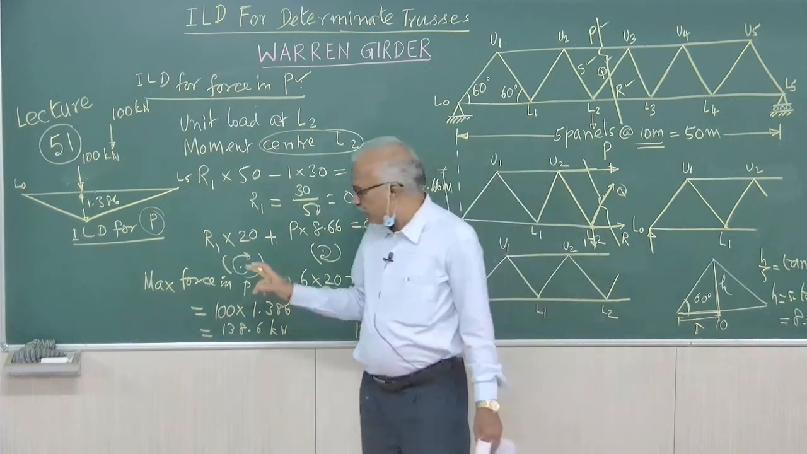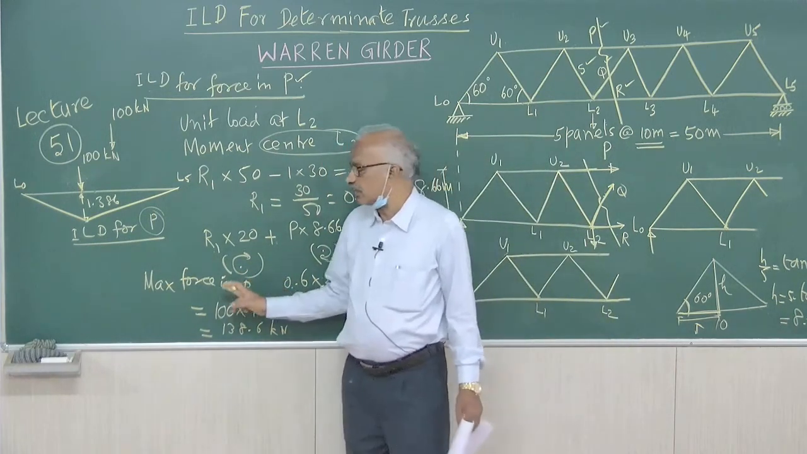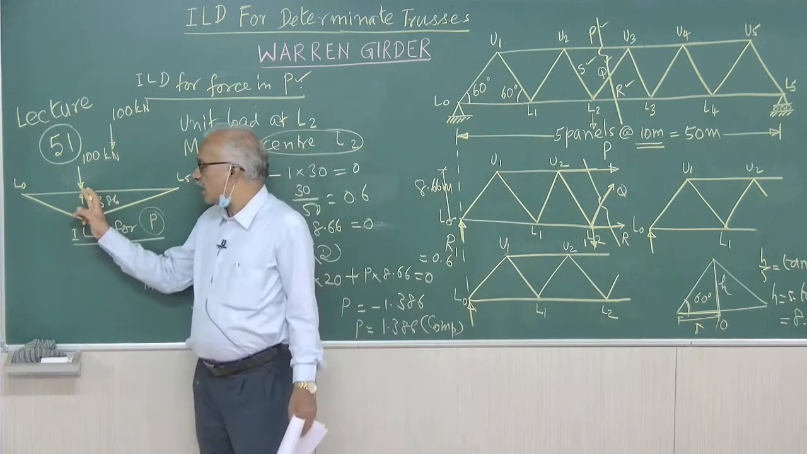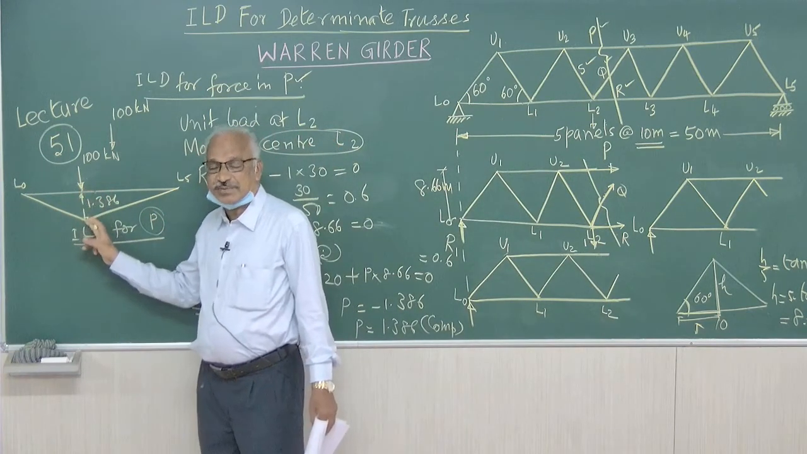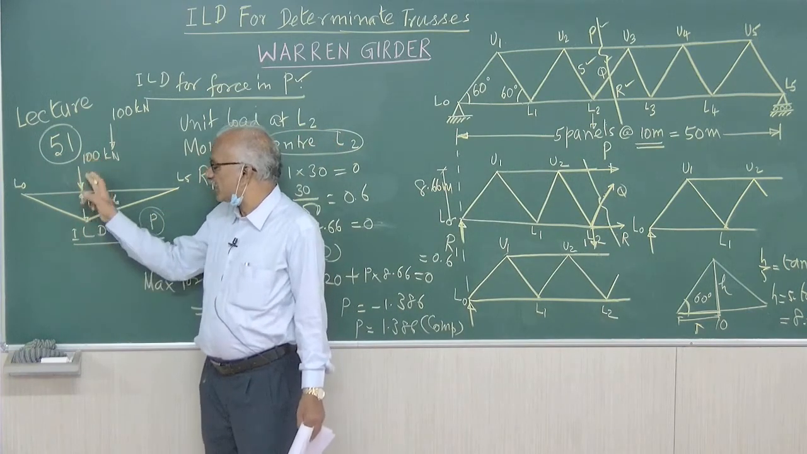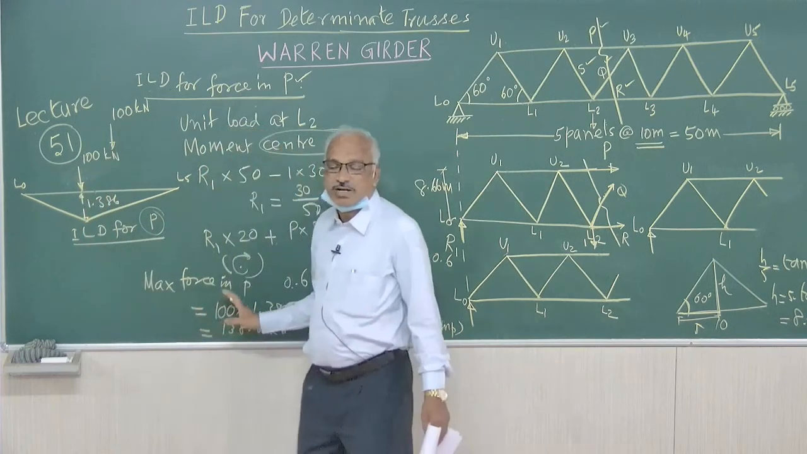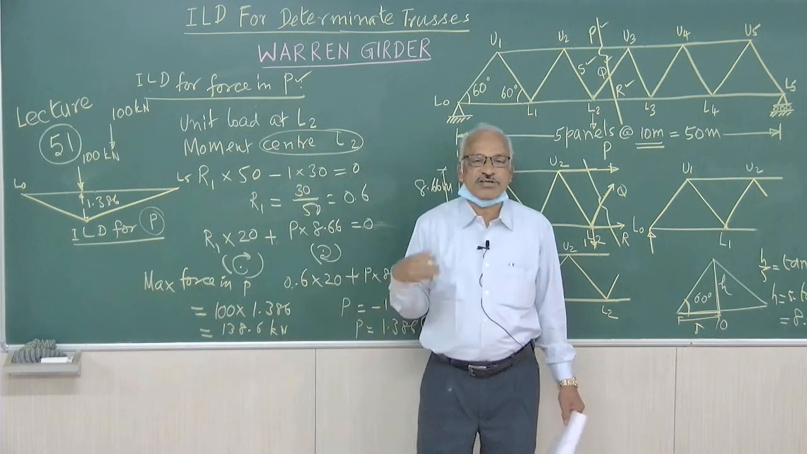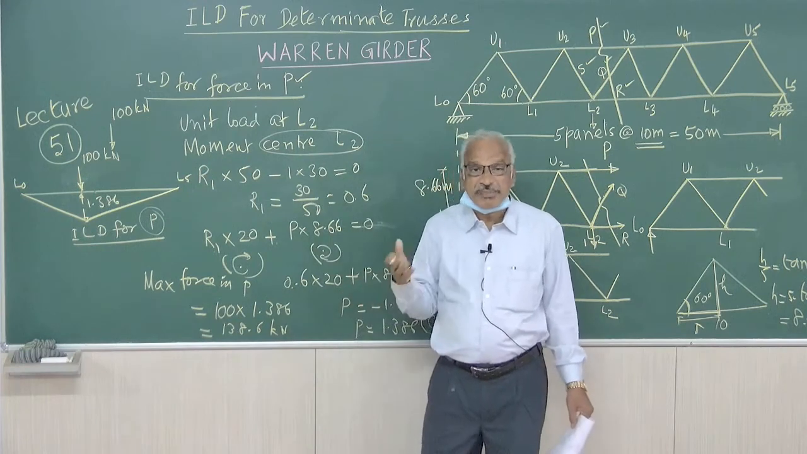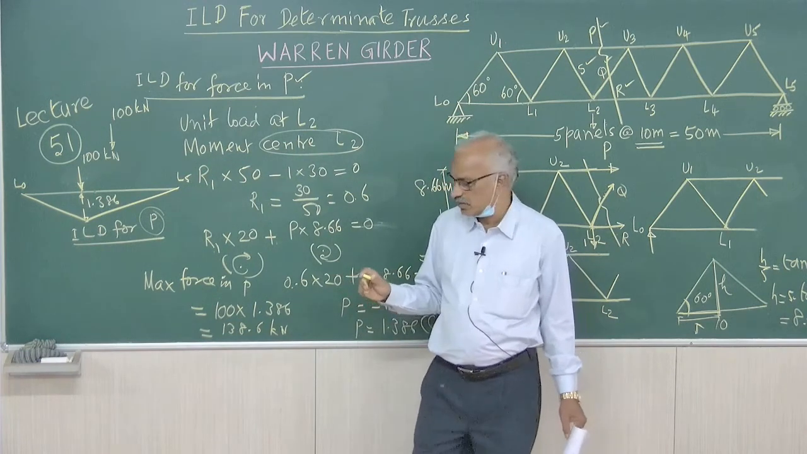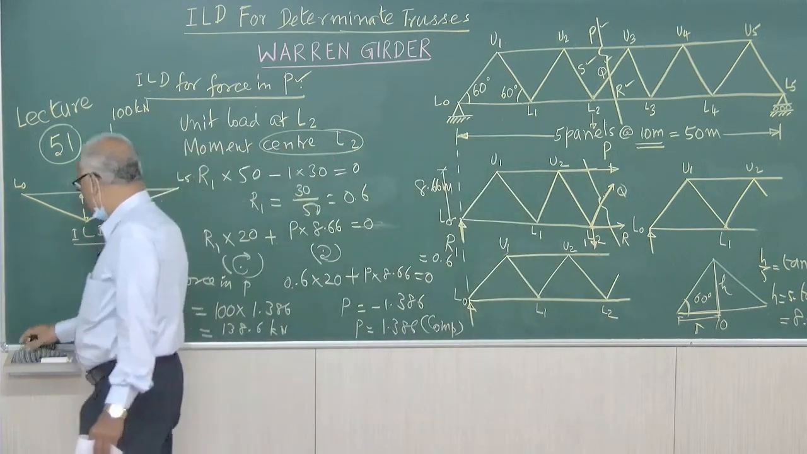in the member P will occur when the load is at L2, where the ordinate is maximum. So, load into this ordinate is the maximum compressive force, and for this force we have to design the member P of the truss. So, this is for one member.